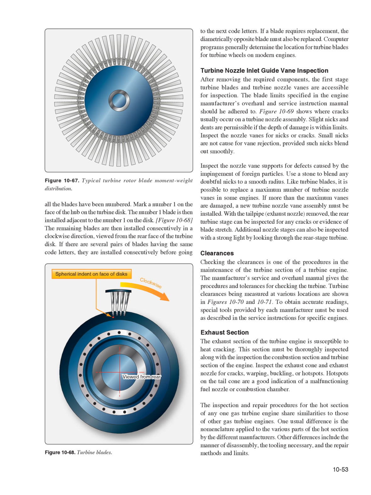The inspection and repair procedures for the hot section of any one gas turbine engine share similarities to those of other gas turbine engines. One usual difference is the nomenclature applied to the various parts of the hot section by the different manufacturers. Other differences include the manner of disassembly, the tooling necessary, and the repair methods and limits.